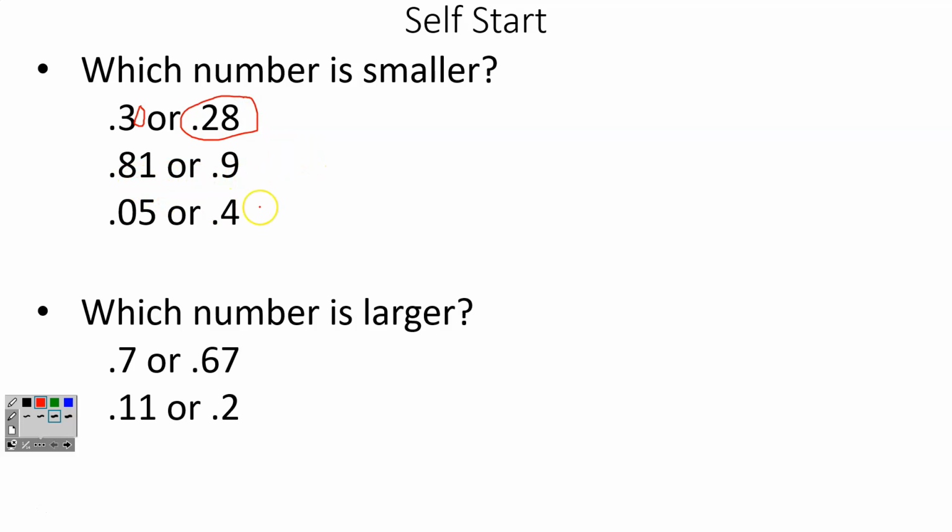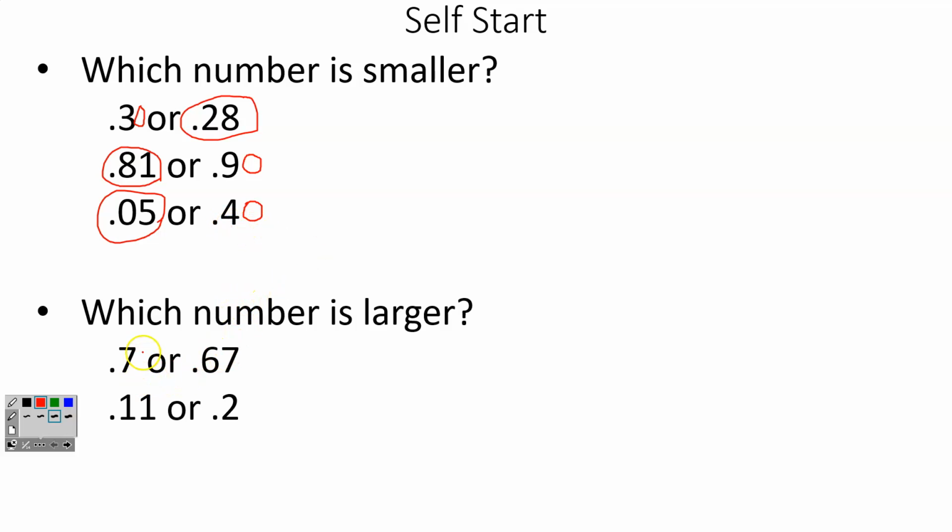How about this one, 0.81 or 0.9? Again, I can put a 0 on here if I want to. Which one's smaller, 81 cents or 90 cents? 81 cents is smaller. 0.05 or 0.4? 0.05 is like saying 5 cents. I can put a 0 at the end of this one. 0.05 is smaller than 0.4.